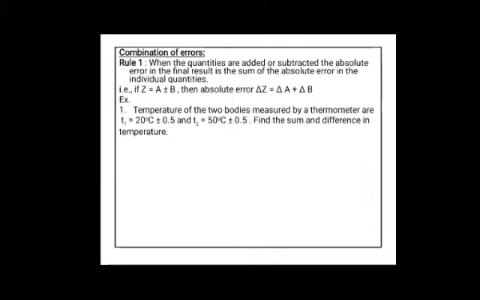If you are not aware of the error, how did we used to do this? Sum is very simple. You will add the terms T1 plus T2, that is 20 plus 50. So your answer will be 70. Similarly, difference in temperature, how will you calculate? 50 minus 20, that is 30 degree. But here errors are given. 0.5 and 0.5 are given. So how to solve this one?